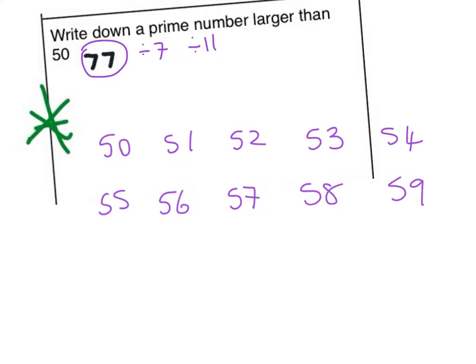So any even number is divisible by 2, so it can't be a prime number, so I'm going to get rid of all the even numbers. Another obvious one is 55, because I know that's divisible by 5.